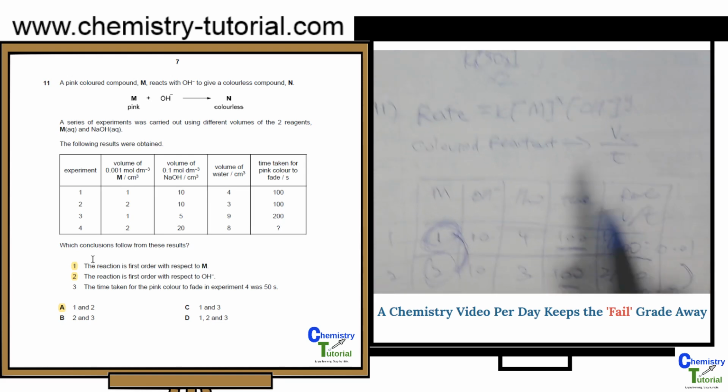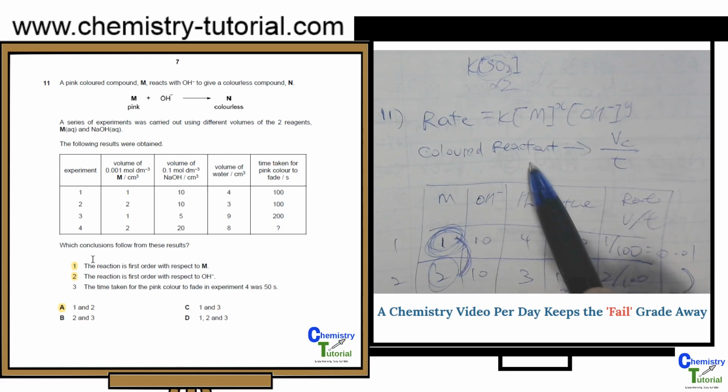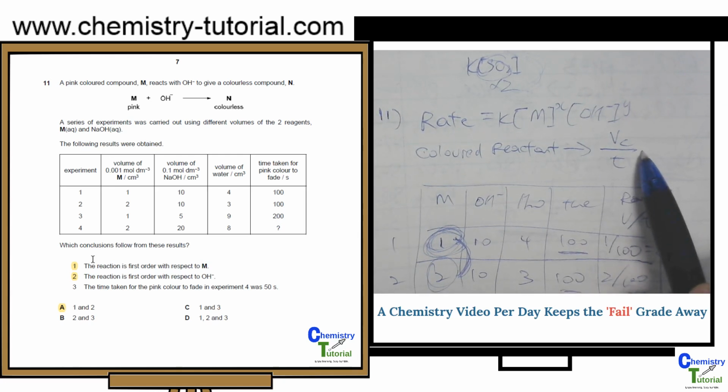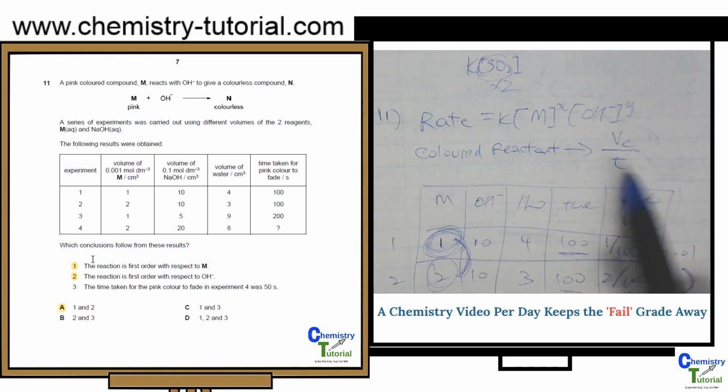Always remember this. If your reactant is a colored species, your rate cannot be 1 over T. You must use the volume of the colored species over T. So option 1 is correct. Now let's look at option 2.